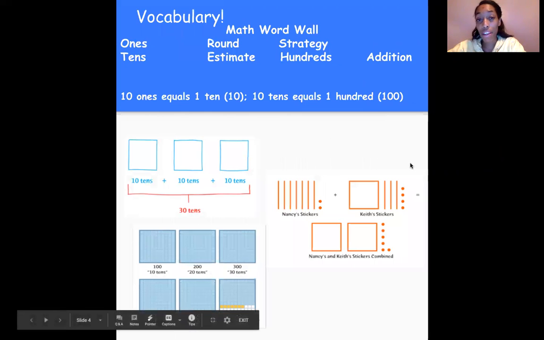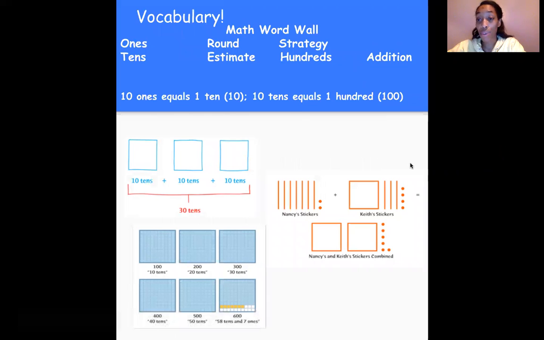So here's our vocabulary wall. Here are some of the words that we've been using and that you can continue to use today. We have ones, tens, rounding, estimate, strategy, hundreds, addition. So our words for today are addition and strategy, because you'll be using different strategies that you know. And then I'm going to show you strategies, and then you're going to see examples of strategies you can use.